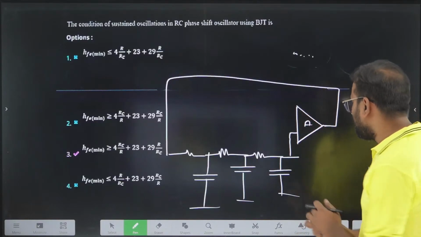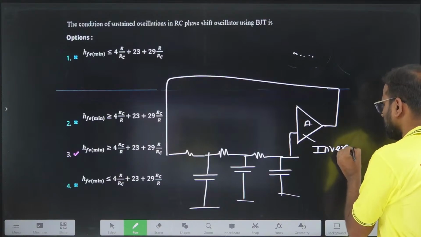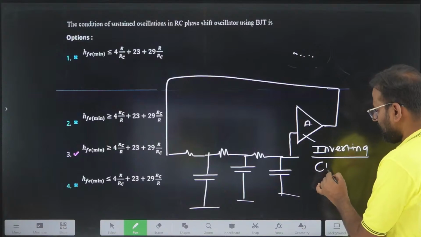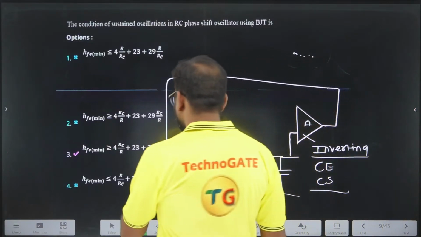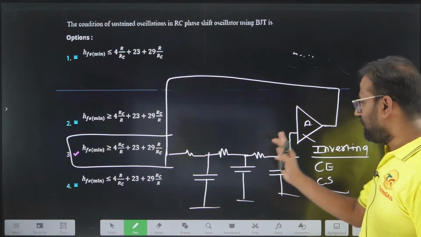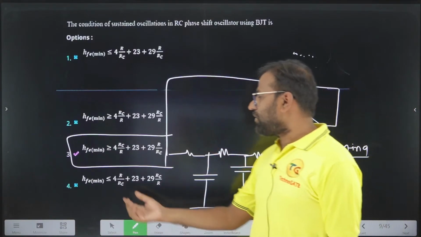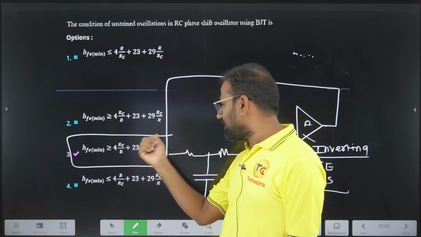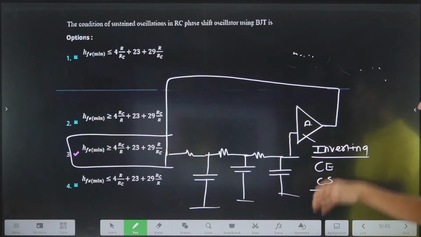So you will use here one inverting amplifier. This inverting amplifier can be any, either op-amp based inverting amplifier or common emitter or common source. You can use any amplifier, and this is the condition for sustained oscillation. You have to remember it because you cannot derive it in the exam. So hFE minimum is equal to 4 RC divided by R plus 23 plus 29 RC divided by R. RC phase shift oscillator is a positive feedback circuit.